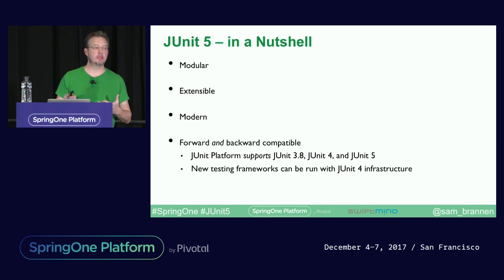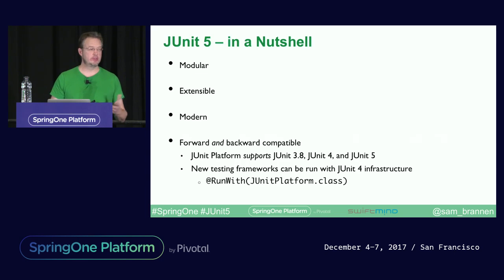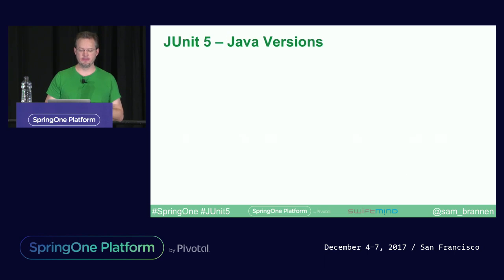In addition, new testing frameworks can be run with the old JUnit 4 infrastructure. So for example, based on this runner principle, if you use @RunWith, you can say @RunWith JUnit Platform, and basically you start up JUnit 4, and that starts up JUnit Platform, which can then run other testing frameworks like JUnit 5 or something else.